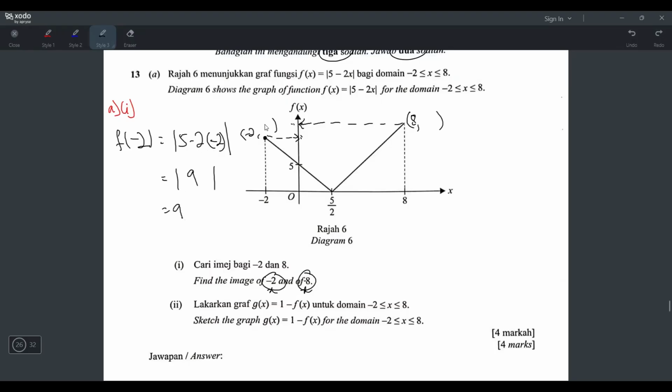So there you have it. That's the image of -2, which is 9. So this is the 9. Here's the 9. All right, for the next part, I want to find the image of 8. Wait, why is there a negative here? Okay, I think it's 8. It's not -8.